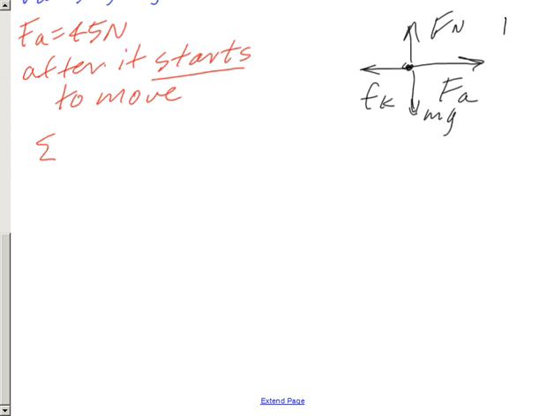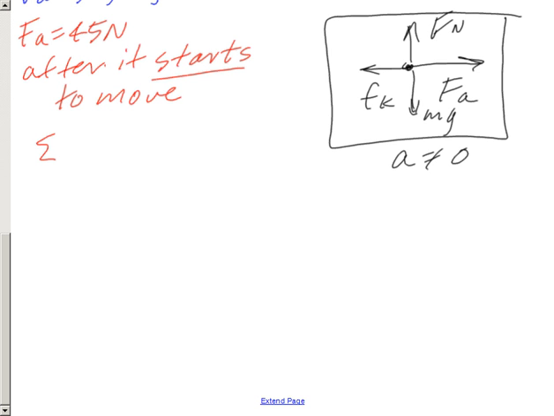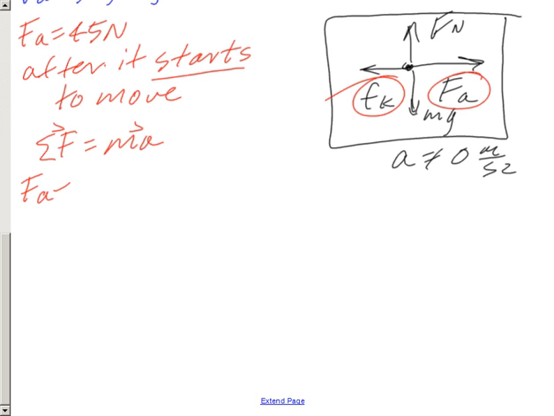But the difference here in this one is that A is going to be not equal to 0 meters per second squared. Okay, so back over to our free body diagram, we get the sum of the forces equals ma. And this time we're going to substitute those values over from that diagram, and we're going to get Fa minus Fk equals not 0, but ma. Fk will be mu k mg, and that's going to equal ma.